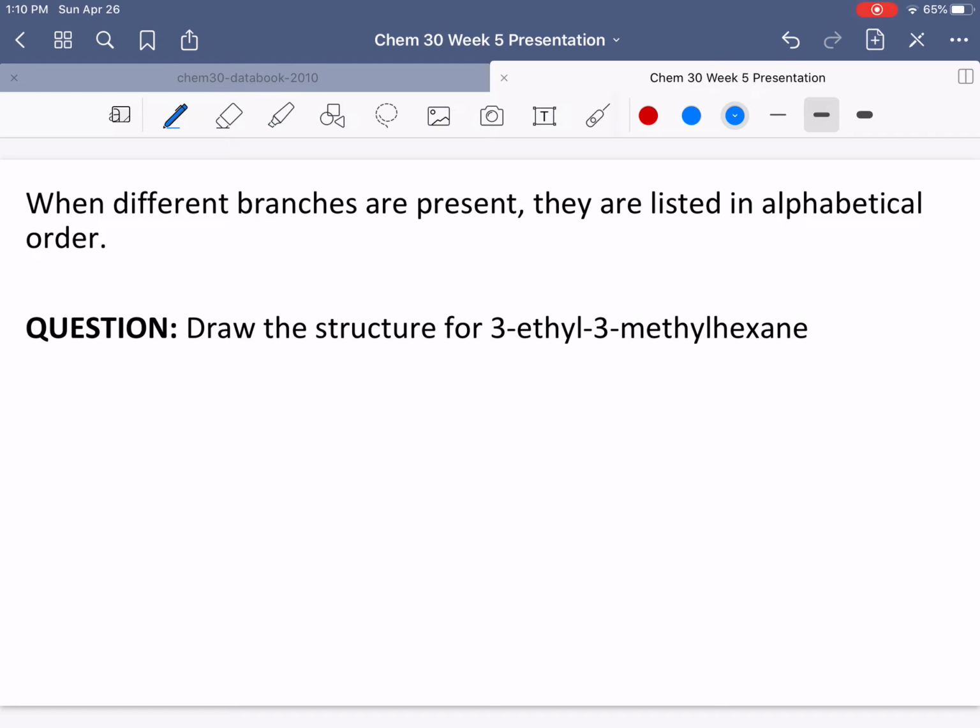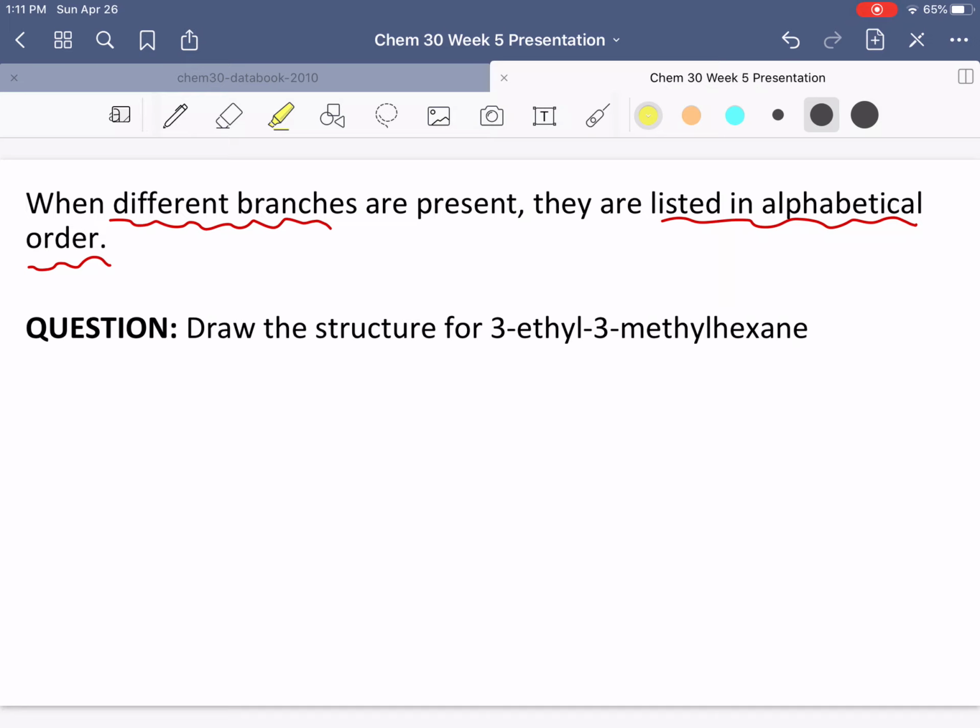Now, key thing, super important. I write super important a lot in the notes this week. But if you have different branches present, more than one in other words, we list them in alphabetical order. And you can see from this name, that's how they're done. Now, the good news is a lot of times the names themselves give you hints as to what to do. Because if you forget how to draw it or how to name it, well, look back at another example that has a drawing or a name, and that can help you out.